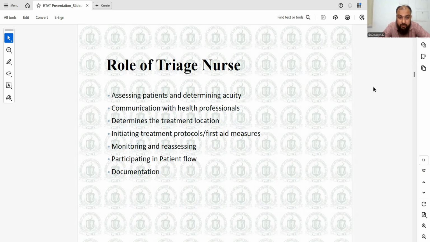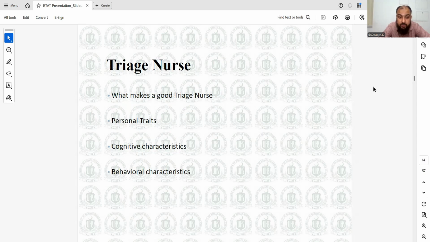Role of the triage nurse: assessing the patient and determining their severity, communication with the health professional, determining the treatment location, initiating the treatment protocols and first aid measures, monitoring and reassessing, and participating in patient flow documentation. What makes a good triage nurse? Personal traits, cognitive characteristics, behavioral characteristics.